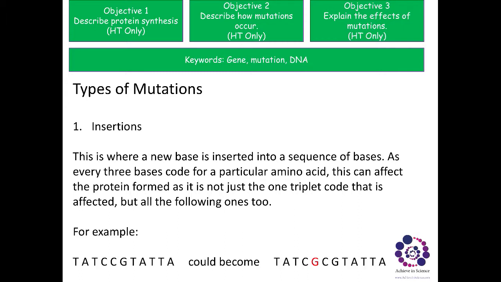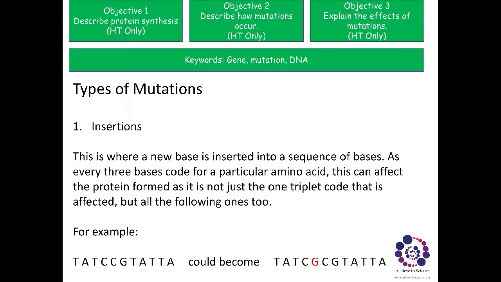For example, the triplet code shown on the left is what it should be like. But if this was changed where the G was inserted, this would affect every code that follows. This is because our bodies will read three letters, three bases, called a triplet code. So if it read the first case, it would read TAT, CCG, TAT.